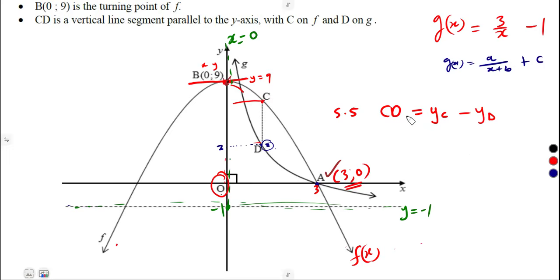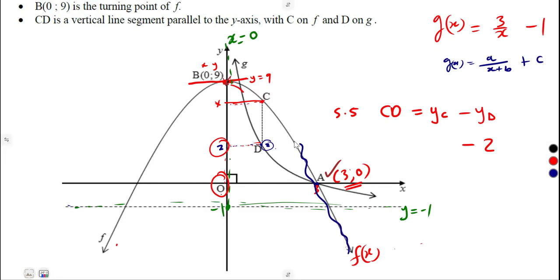What is the Y value? We need the Y values. Vertical lines, we work with the Y values. So we have got the Y value at D, which is 2. We are told that one. But we do not have now the Y value at C. What can we do?